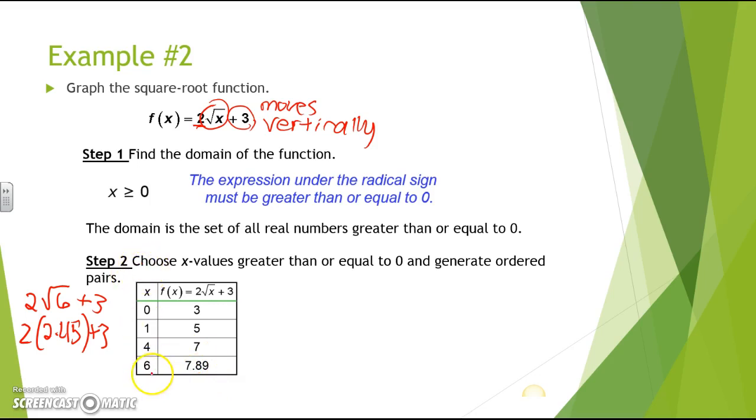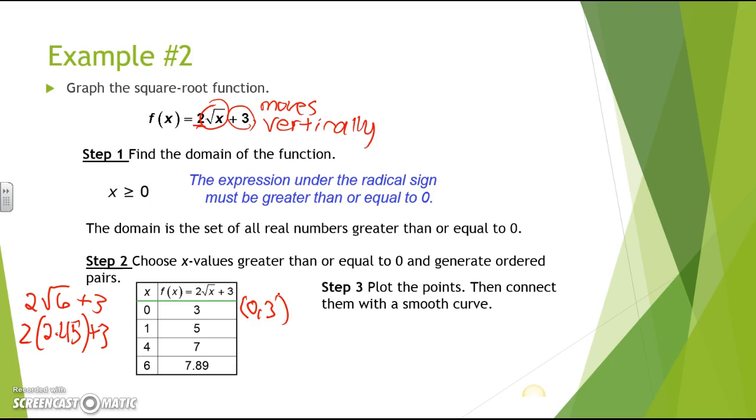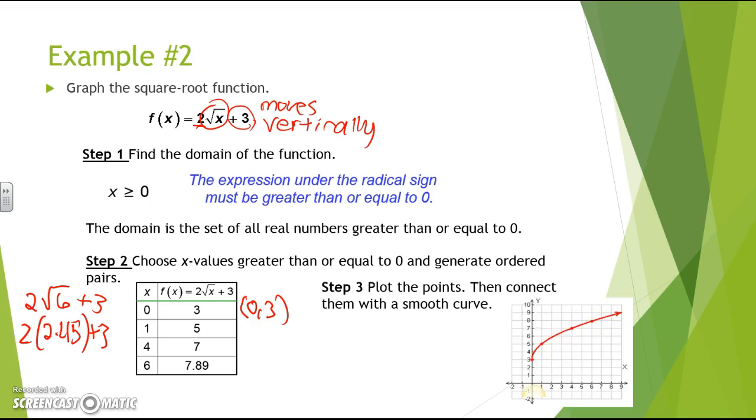So plugging in my x's, getting my y's, now we have our ordered pairs. So x is my x, here's my y, so the way this ordered pair works is 0, 3. What I need to do is graph these points and then connect them for the smooth curve for my square root function. So here is the graph that represents my square root function, f of x equals 2 times the square root of x plus 3.